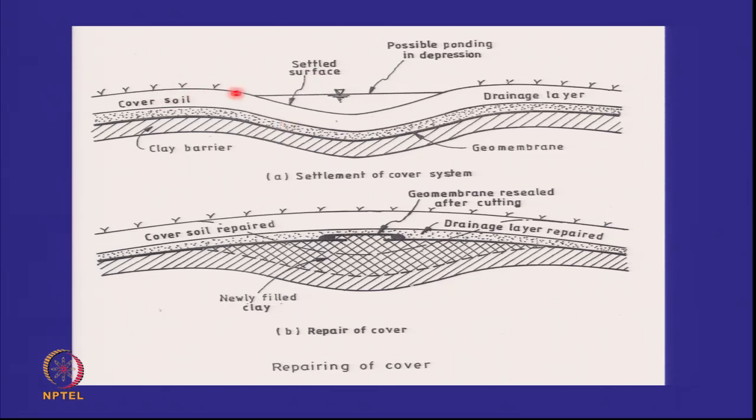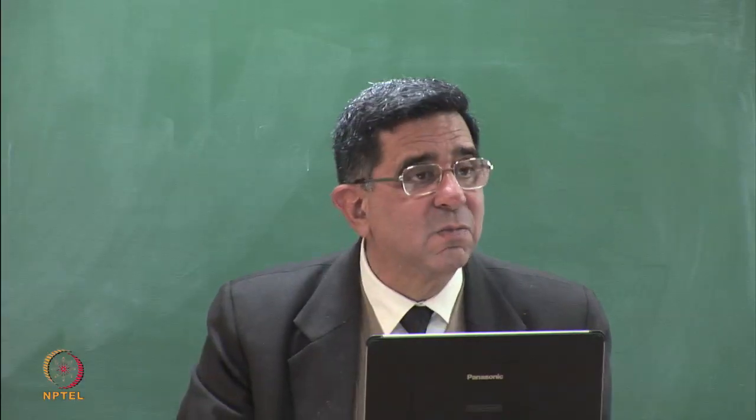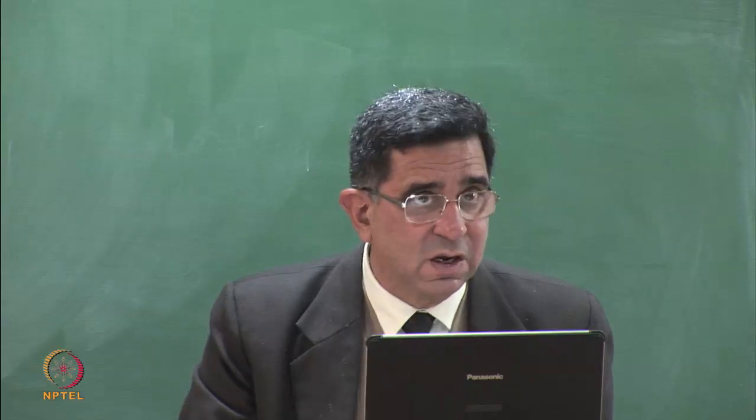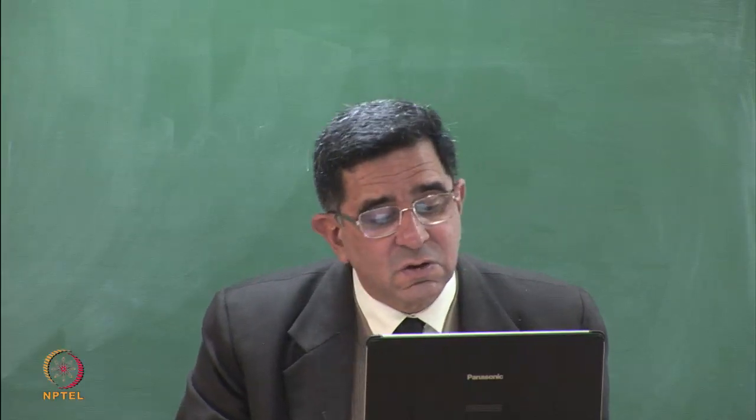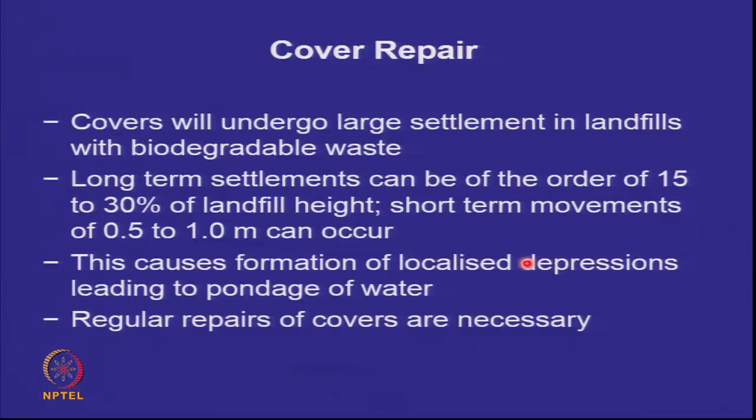If a depression is formed, the problem is you can have ponding and you can have problems. So you come back and dig this up. You cut this geomembrane, fill up here the soil at the bottom, and put another piece of geomembrane on top. You bring it back to its convexity. So how often you are repairing makes this depression smaller and smaller. If you see it early, you can repair it. So this is the way to repair covers.